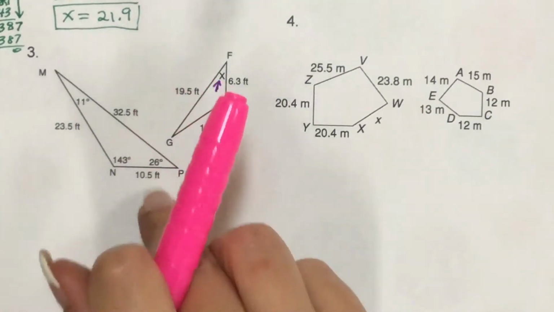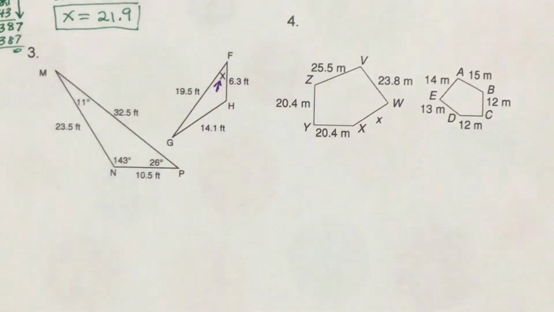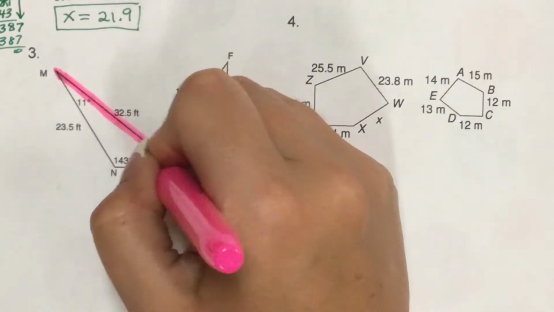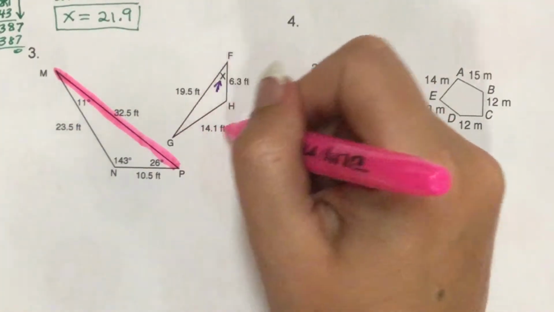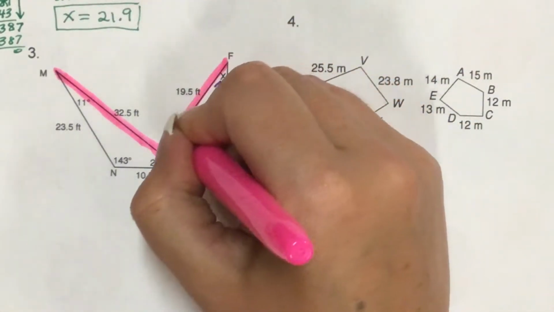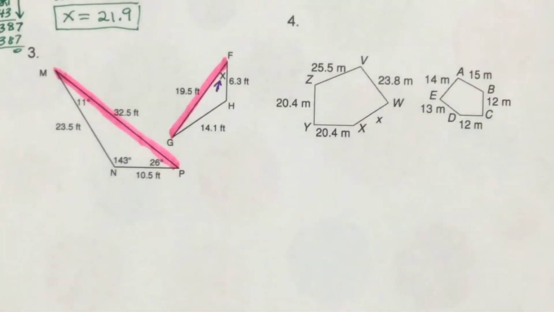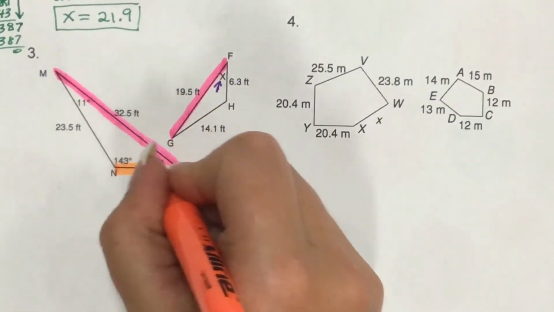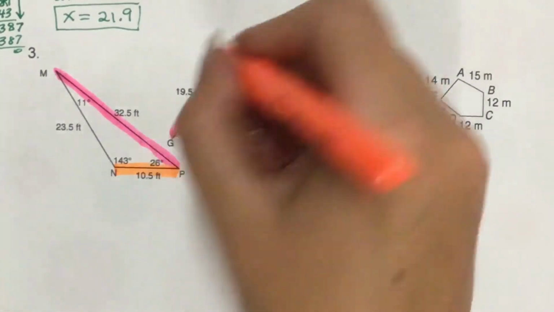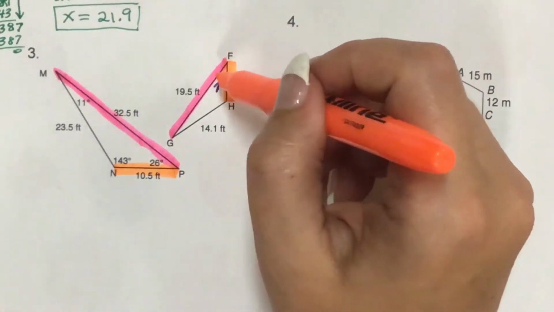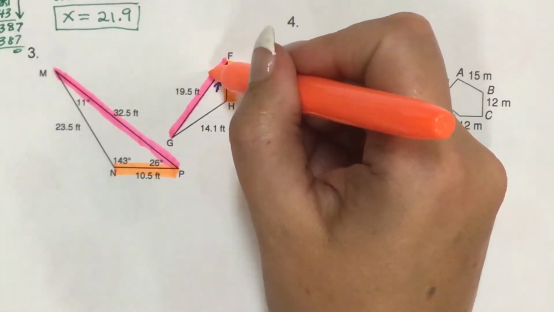So let's start with the biggest on the biggest triangle. So the biggest side would be right here, MP. Okay? And then I need to find the biggest side on the smaller triangle, which is right here, FG. Okay? I always think it's easiest to find the smallest after the biggest. I don't know why, that's just what I do. So the smallest side on the big triangle would be right here, and the smallest side on the small triangle would be right here.